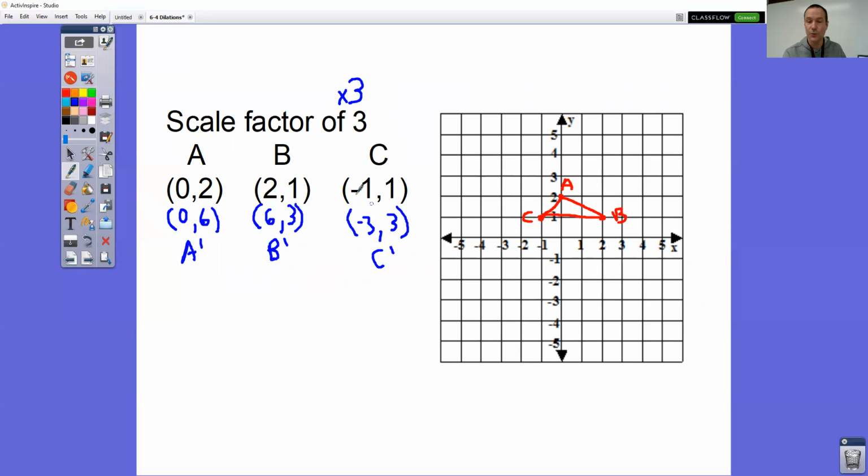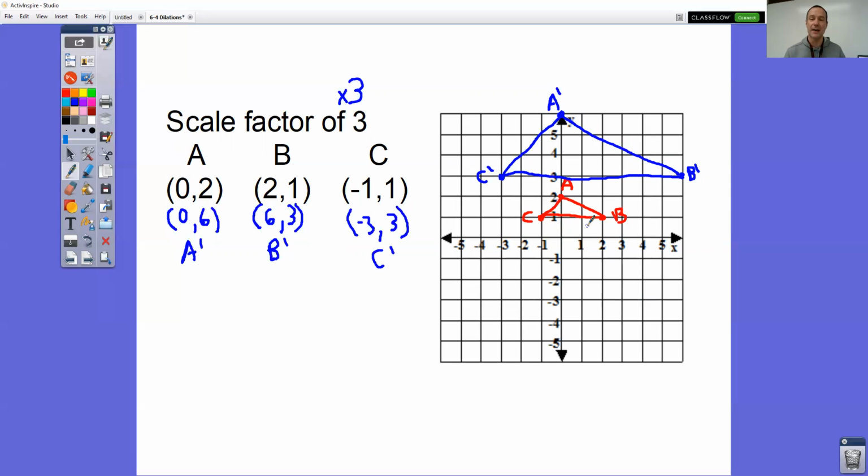Now I want to graph this new primed triangle. So I'm going to start in the middle at 0, 0. I'm going to go over 0, up to 6. So this is A prime. B prime is 6, 3. Over to 6, up to 3. This is B prime. And then C prime is over to -3, up to +3. This is C prime. Connect our dots to form our triangle. Now notice that this one doesn't overlap. They're totally separate. That will happen sometimes. So here's our new prime triangle.